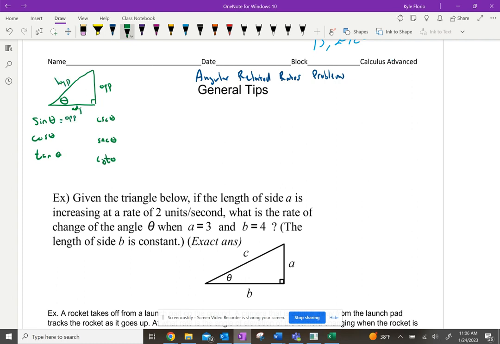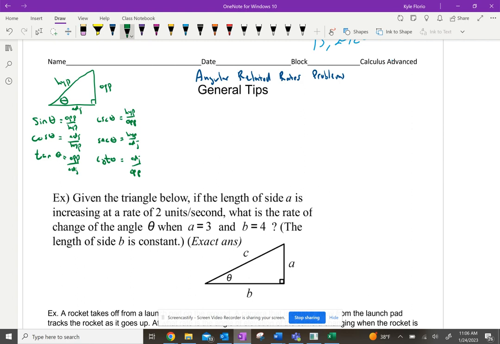So sine is going to be opposite over hypotenuse. Cosine is adjacent over hypotenuse. And the tangent is opposite over adjacent. Cosecant, we're just going to flip sine, so it's going to be hypotenuse over opposite. Secant of an angle is the ratio of the hypotenuse to the adjacent leg, and the cotangent of an angle is the ratio of the adjacent leg to the opposite leg.